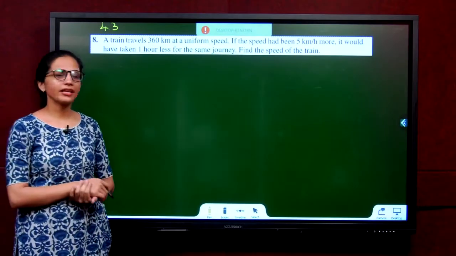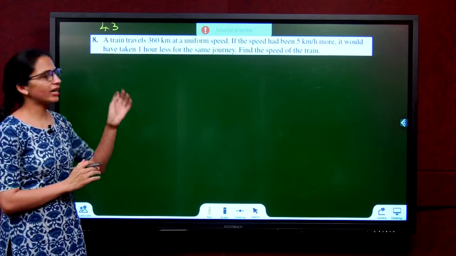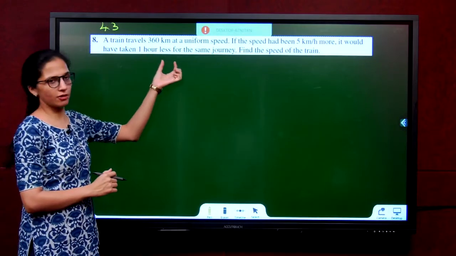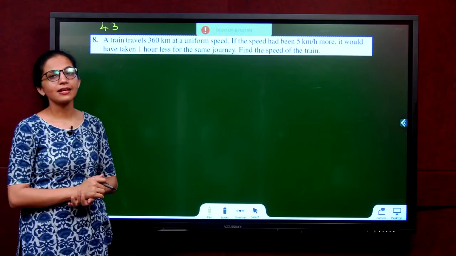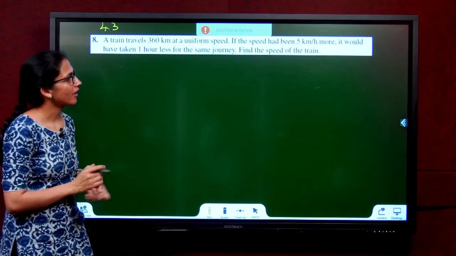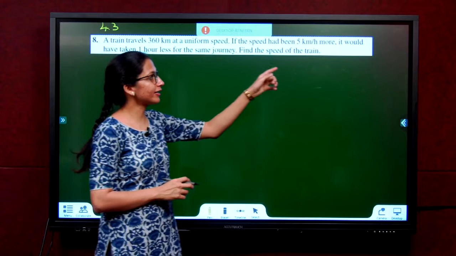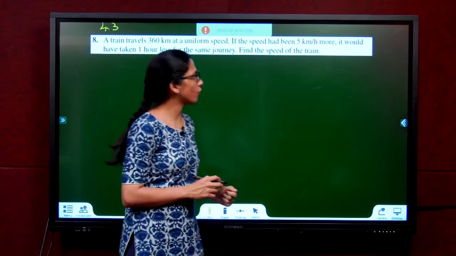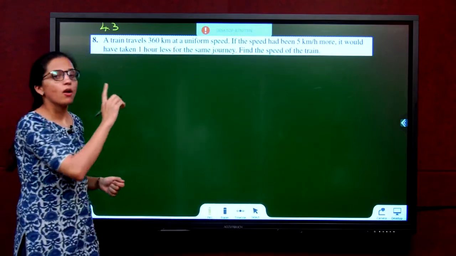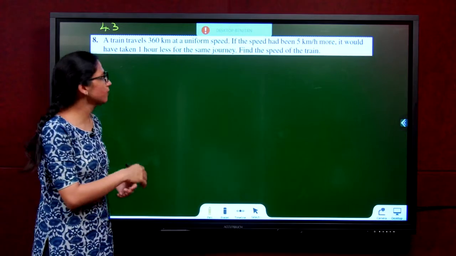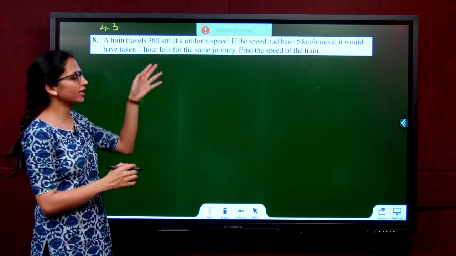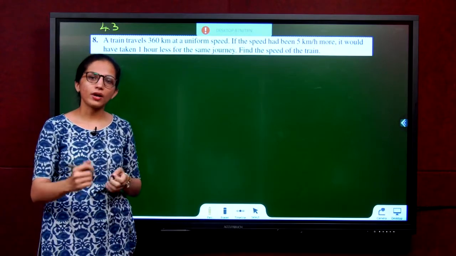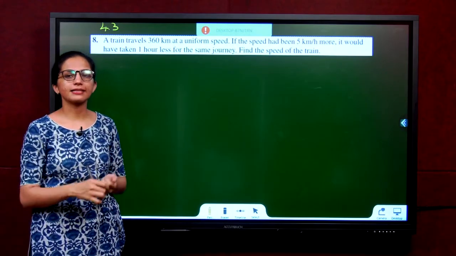Exercise 4.3, 8th question. A train travels 360 kilometers at a uniform speed. Distance given is 360 kilometers. If the speed had been 5 kilometers per hour more, it would have taken 1 hour less for the same journey. We've already seen so many questions in which we have spoken about time: 1 hour less, 1 hour more, 3 hours less, 3 hours more.